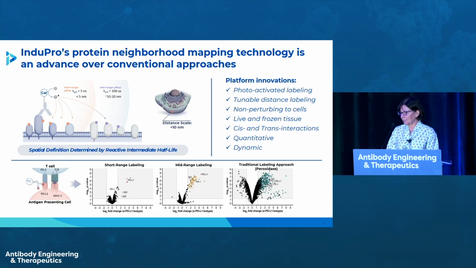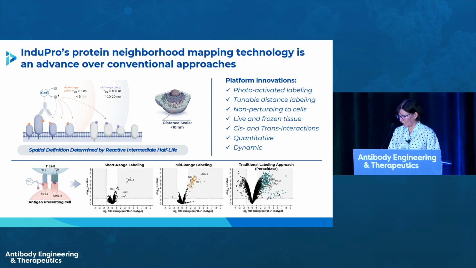Okay. And so if you look at the example below there, we're showing that in a co-culture system where we were using T cells and antigen-presenting cells, we used an antibody that bound to PD-L1 that didn't block PD-1, PD-L1 engagement, that was tethered with the photocatalyst. And you can see 3 different volcano plots on the bottom where the proteins in the upper right-hand quadrant are enriched following this labeling technique.